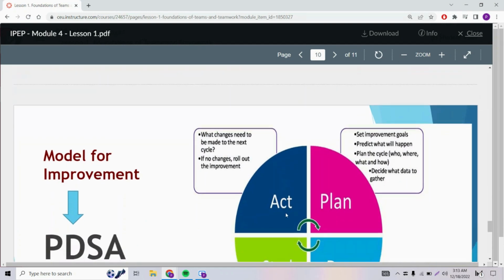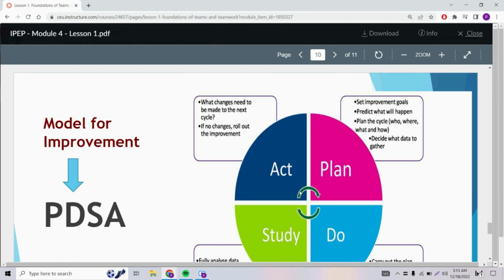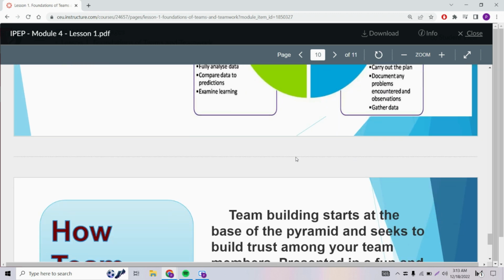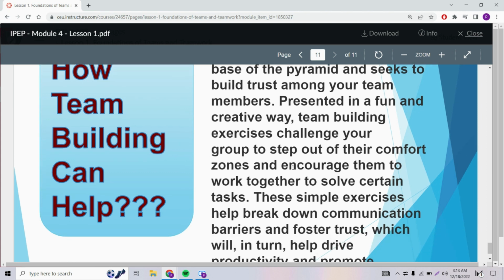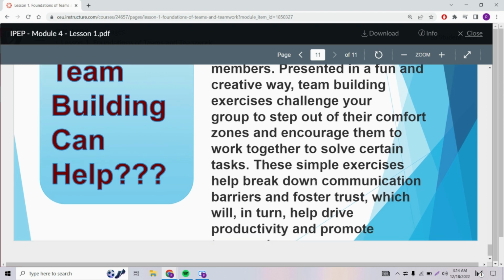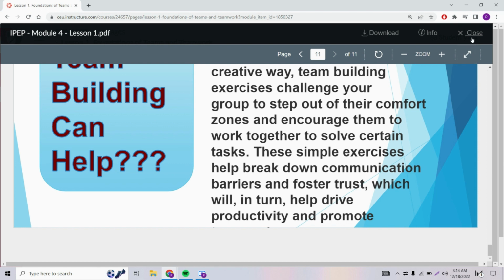So, model for improvement: what changes to be made? If no changes at all, you need to consider itong act, plan, study, and do, class. And how team building can happen. Team building starts at the base of the pyramid and seeks to build trust among your team members. Presented in a fun and creative way, team building would challenge your group to step out of their comfort zone. And the simple exercises would help break down communication barriers and foster trust, which would later drive productivity and promote teamwork.